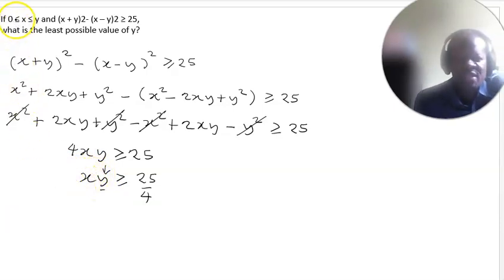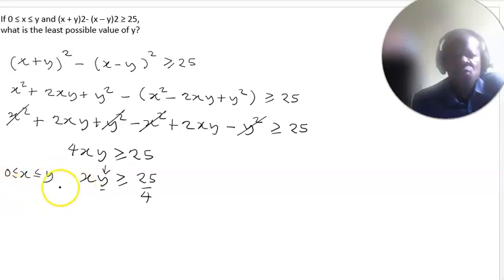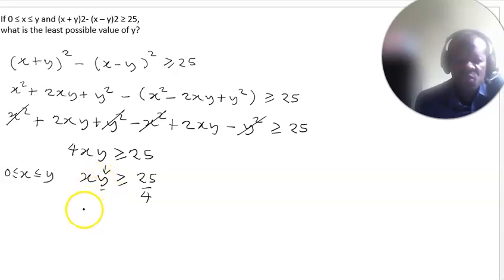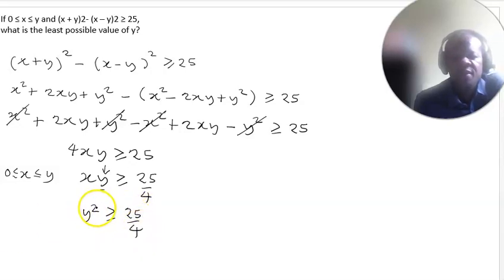So this is where this particular information is relevant. We are told 0 is less than or equal to x, less than or equal to y. So that means the value of x is between 0 and y, with 0 and y inclusive. So the maximum value of x based on this information is y. So that means x equals y. So from here, this becomes y squared greater than or equal to 25 over 4. Then we are looking for y.